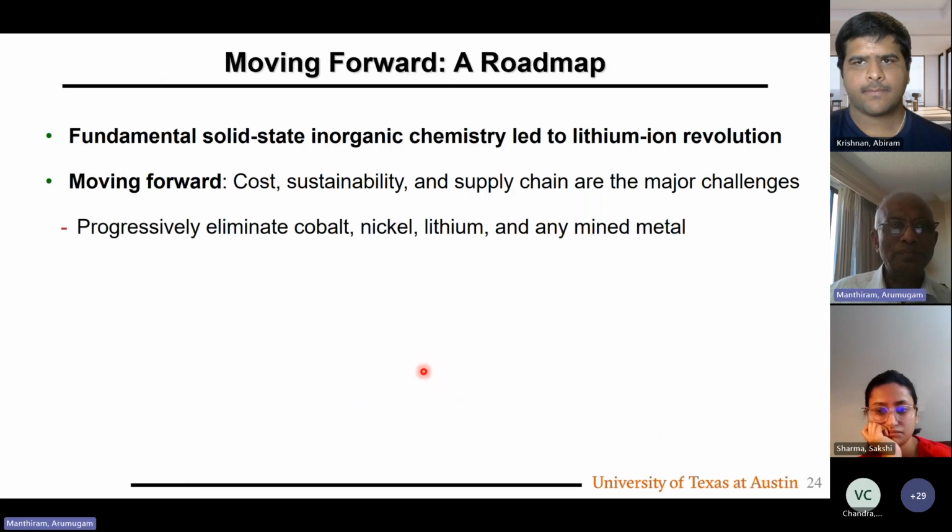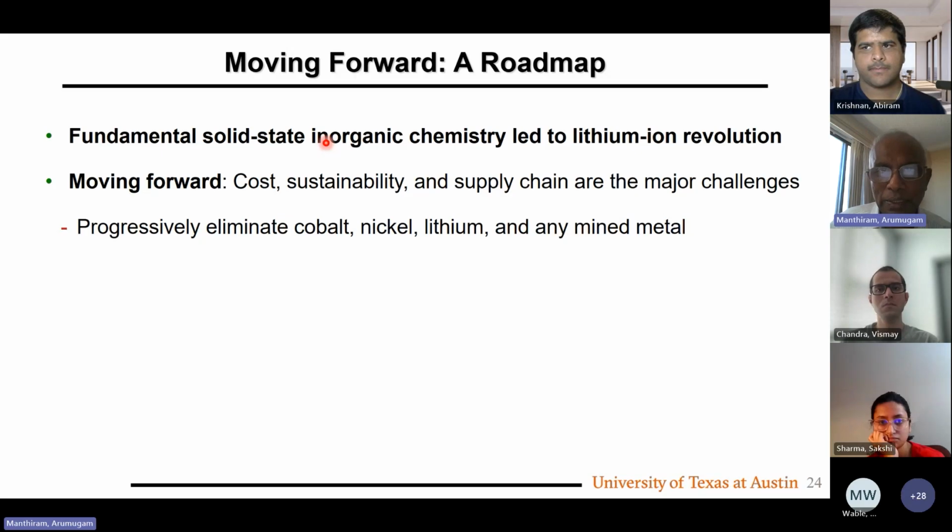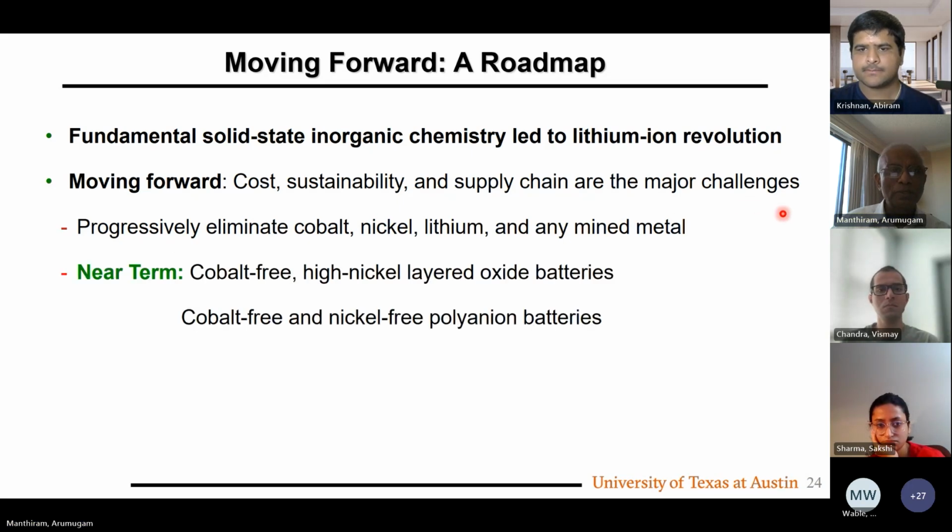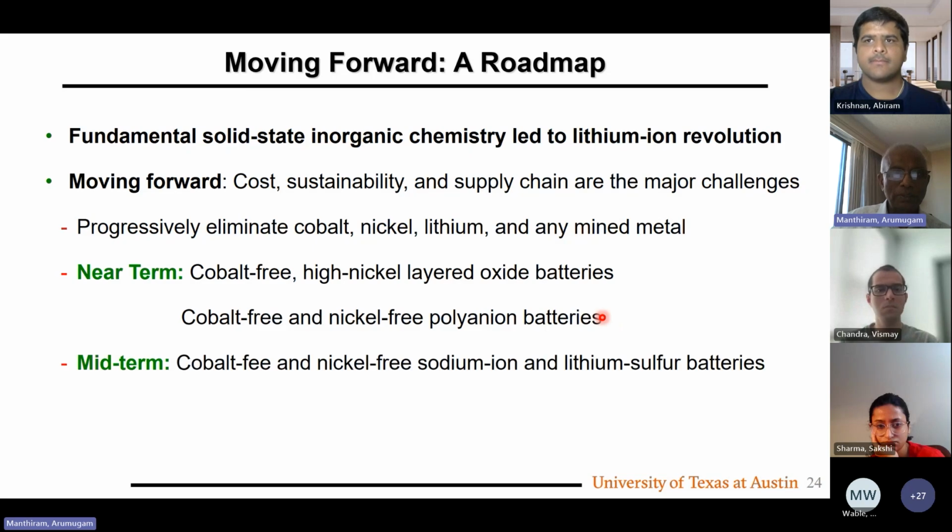So in conclusion, fundamental solid state inorganic chemistry has led to the commercialization of lithium-ion batteries over the years. Moving forward, cost, sustainability, and supply chain will be the major challenges. So progressively, we will eliminate cobalt, nickel, lithium, and any mined metal. If it is, that will be sodium sulfur or sodium organic. Near term, you will have cobalt-free, high nickel layered oxide cathodes I talked about. Next, cobalt-free and nickel-free polyanion cathodes like lithium iron phosphate or lithium iron manganese phosphate.